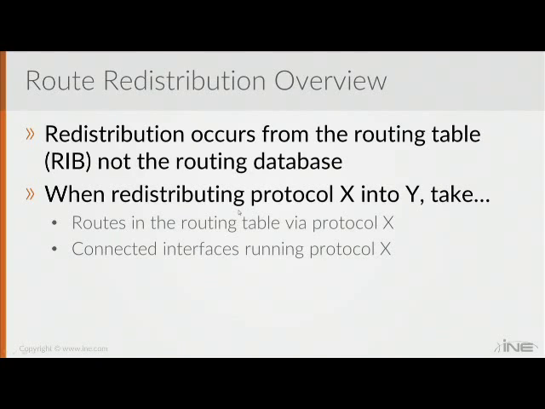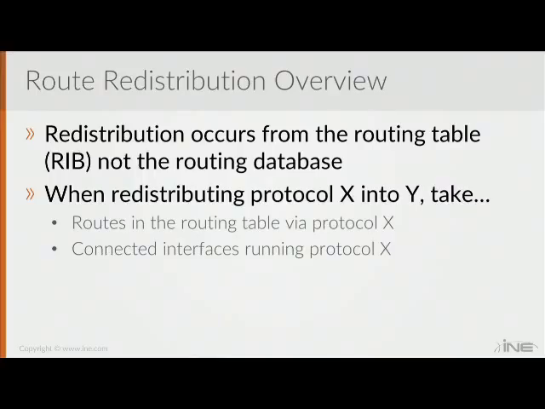So this is one of the key points we first have to understand, that the redistribution is happening from the RIB. It is not happening from the routing database. So not from the OSPF RIB, not from the BGP RIB, it's the general global routing table when we look at show ip route ospf, show ip route eigrp.